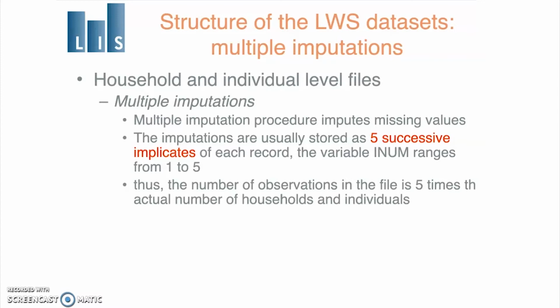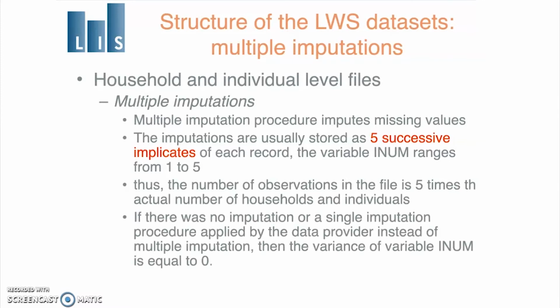A variable that tells us whether or not a dataset was imputed is called inum, and it ranges from 1 to 5. If there was no imputation, or a single imputation procedure applied by the data provider instead of multiple imputation, then the variance of variable inum is equal to 0.